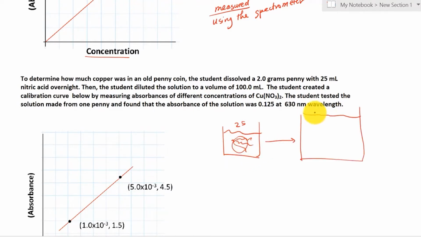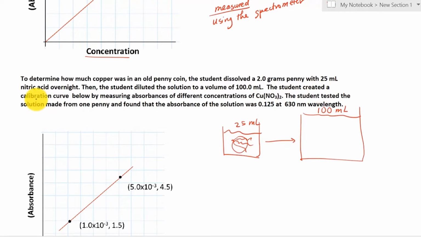Now what we're going to do next is take that 25 milliliters and dilute it into 100 milliliters. And now basically we have the solution where the copper is dissolved in nitric acid. So this 100 milliliter solution, which includes the penny that's been dissolved, is the solution that we are going to work with now, okay? Let's continue.